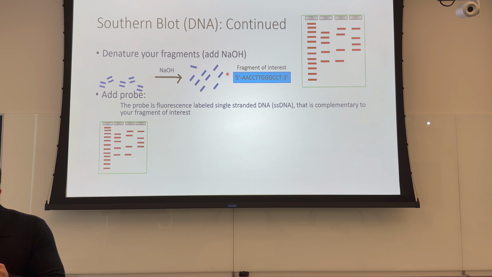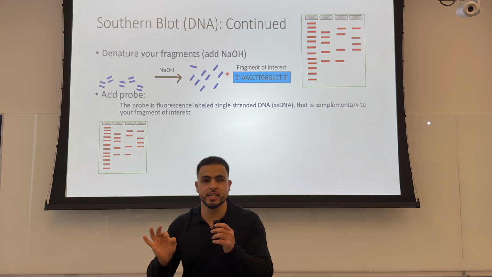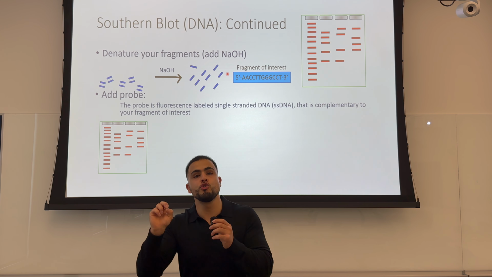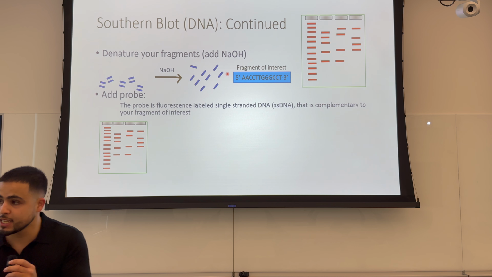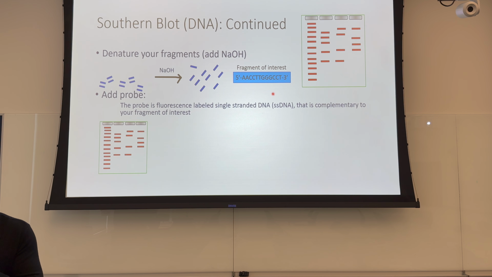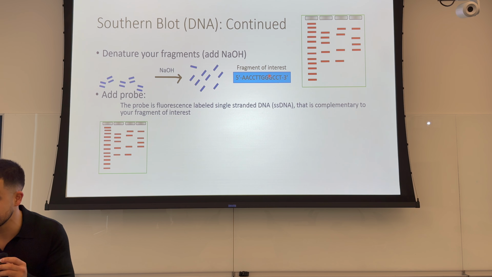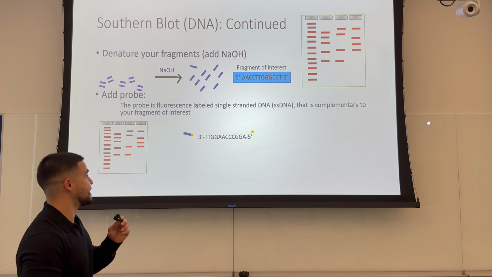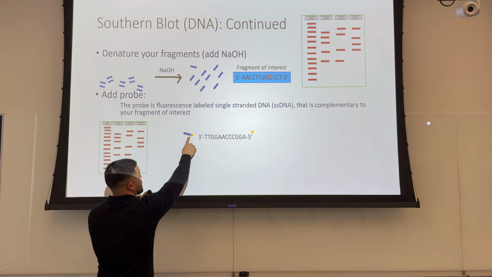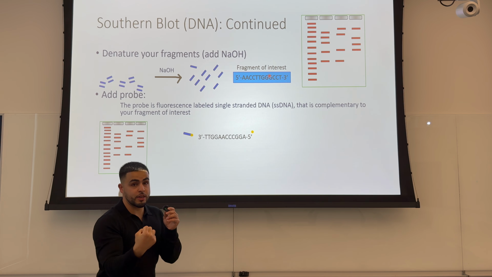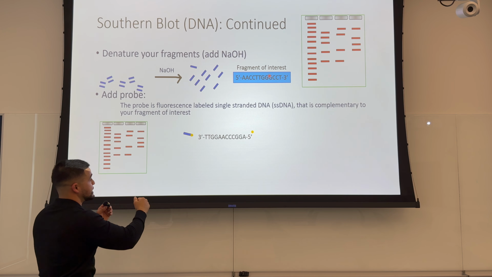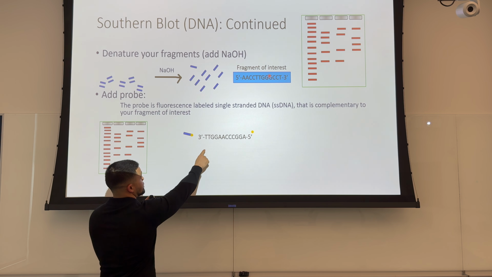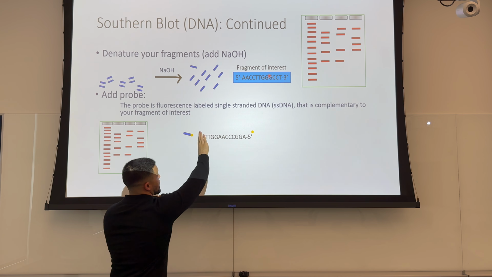What is your probe? The probe is a fluorescence-labeled single-stranded DNA molecule that you previously designed that contains the exact sequence that is complementary to your sequence of interest. So if you want to take a look at what that's going to look like, it looks exactly like this. It's a single-stranded fragment that's fluorescently labeled so that you can see if it lights up to identify the specific band that contains it. And then it's going to be complementary to that. So notice 5' AACC, 3' TTGG, and so on.